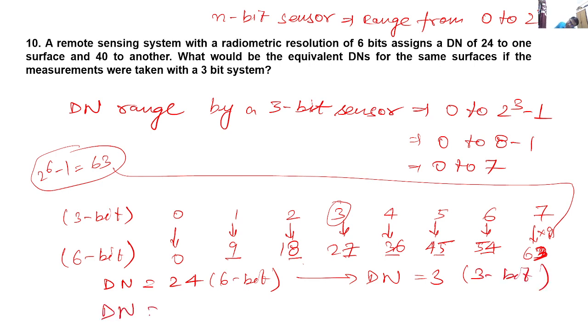The next question is DN equal to 40 in a 6-bit system. We need to find out the corresponding 3-bit DN. So the DN would be 40. 40 is between 36 and 45. Okay, 40 is closer to 36. Yes, please ask. So 36. But we need to find out DN corresponding to 24 and 40, right? So corresponding to 40, what would be the DN in a 3-bit resolution? Please feel free to answer.